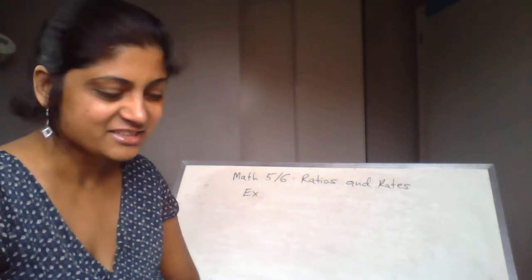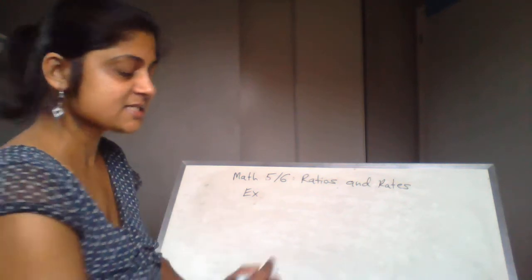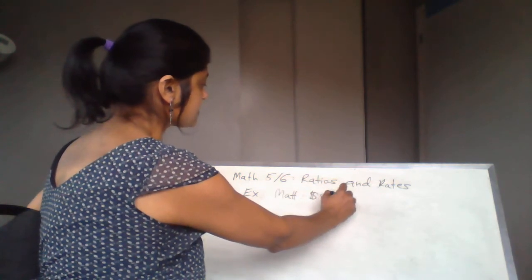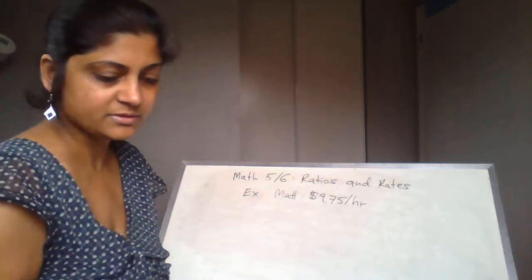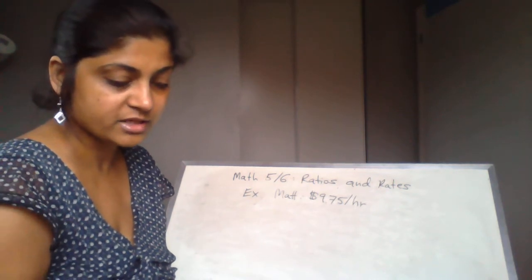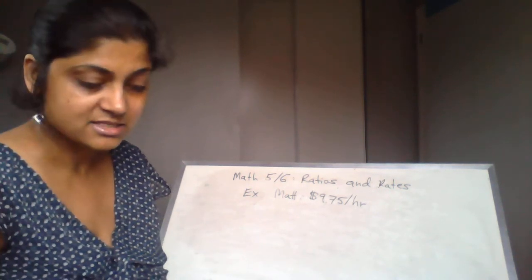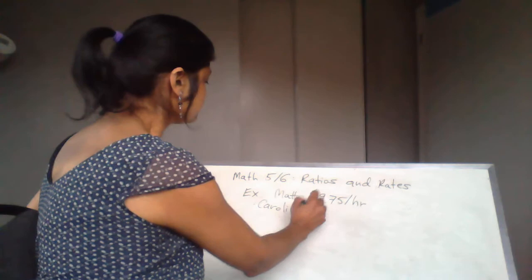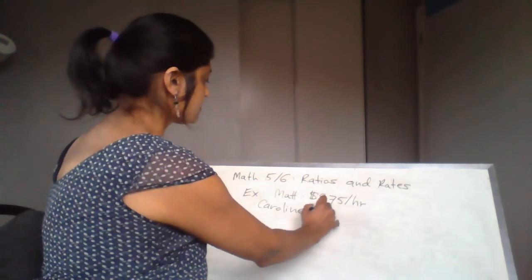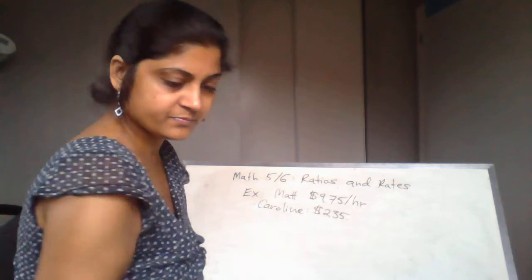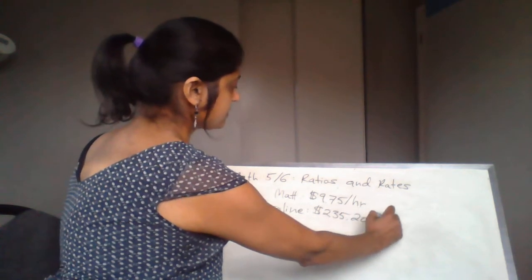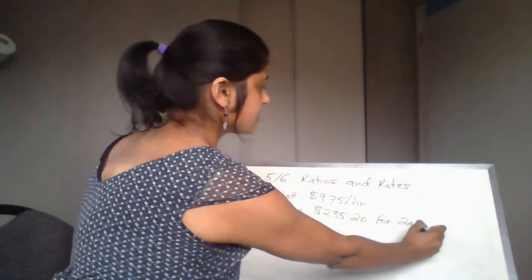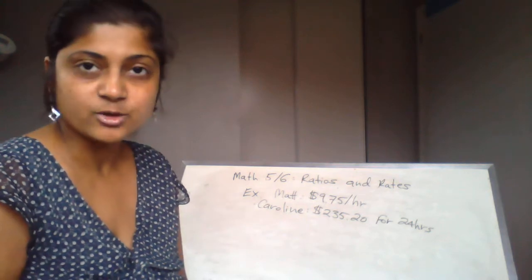So let me read out the question. Matt earns $9 and 75 cents per hour. So let's write that down. So he has $9.75 per hour, okay? And then Caroline earns $235 and 20 cents for 24 hours of work. Okay, so for Caroline, let's write that down first. $235 and 20 cents. I'm going to put for 24 hours of work. And who has the higher rate of pay?